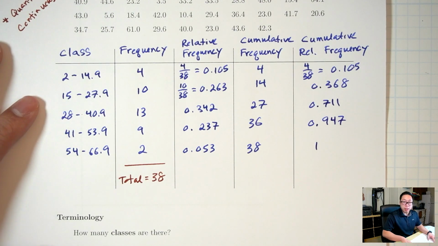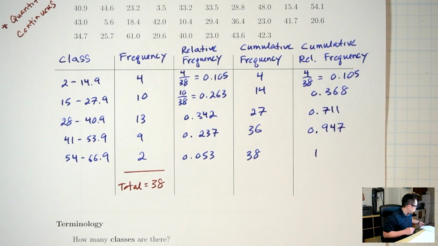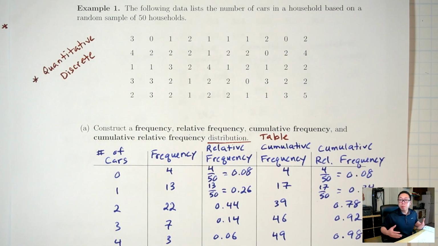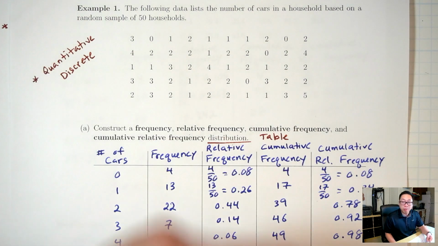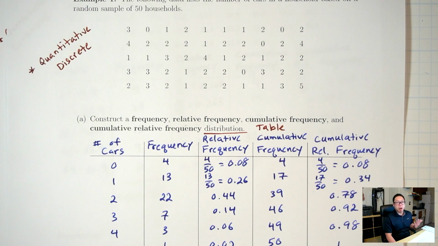So you break up the data into ranges or chunks. Now, you can also do this for discrete data, especially if you have too many possible values. Here, it was only between 0 and 5, so we could have listed that easily. But if we're talking about Twitter followers, that could be from 0 to a couple million. So in that case, you probably do want to break up your data into chunks.